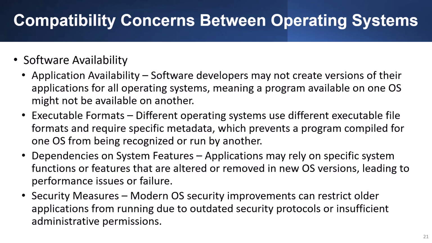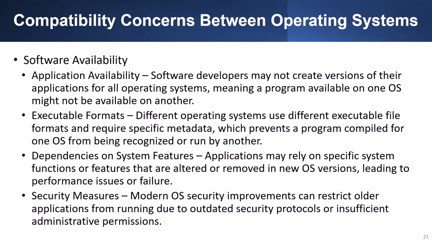Other compatibility concerns with the operating system is software availability. For application availability, software developers may not create versions of their application for all operating systems, meaning a program available on one OS may not be available on another. Executable formats. Different operating systems use different executable file formats and require specific metadata, which prevents a program compiled for one OS from being recognized or run by another.